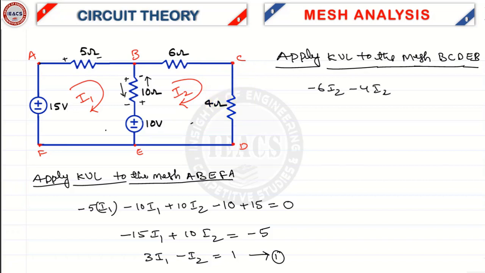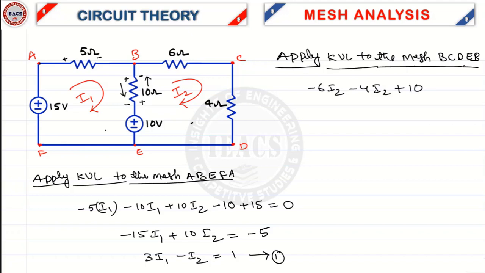From D to E there is no element. From E to B there is a voltage source and a resistor. Coming to the 10 volts voltage source, it is common to both mesh 1 and mesh 2. So we are traveling in mesh 2, from the negative terminal of the voltage source to the positive terminal of the voltage source. So the voltage will rise. So it will be plus 10.